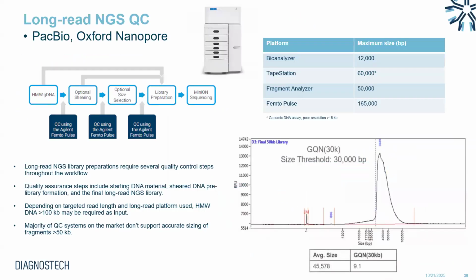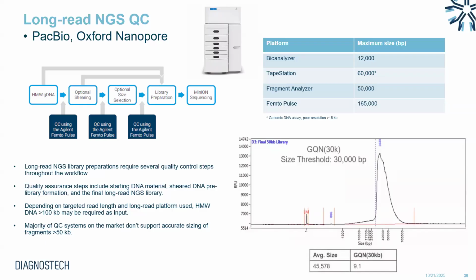And as I mentioned at the beginning of the QC section, there was the femtopulse, and I said that that would be used for long read NGS. So when using PacBio or ONT or any other long read NGS system, you need highly intact, high molecular weight DNA as input into the shearing step, as the final expected read size can easily exceed 20 kb.